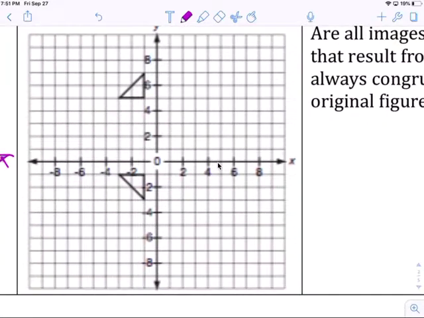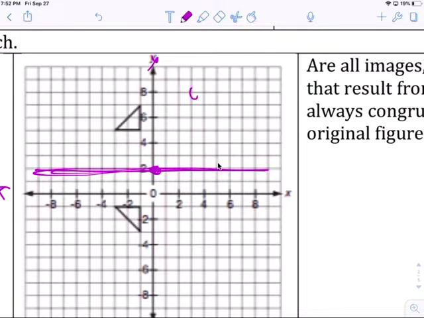Line of reflection here would be right there because it's 3, 3, right? And that is y equals 2. This is this spot. That's the y line. Y equals 2.